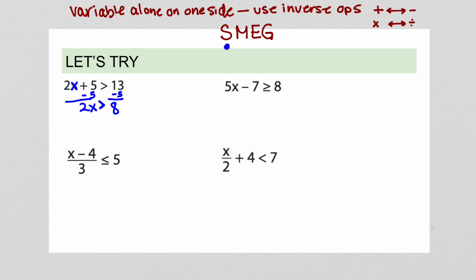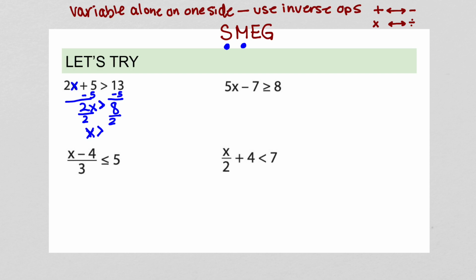Well, I've done my subtraction and addition, so let's look at multiplication and division. Right now there's a positive 2 being multiplied to x. So the opposite of times 2 is divided by 2. And I know that dividing by a positive number preserves that inequality symbol, so I'll keep that there. But 2 divided by 2 is 1, which is good because I wanted to get one single copy of x alone on one side. And I did.